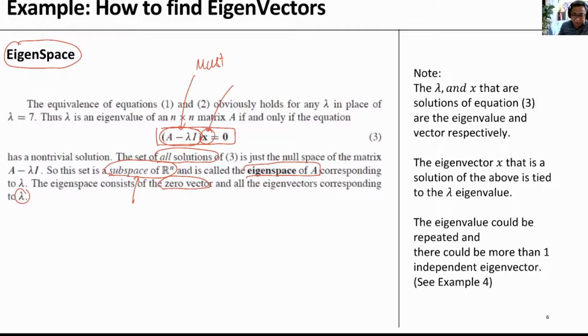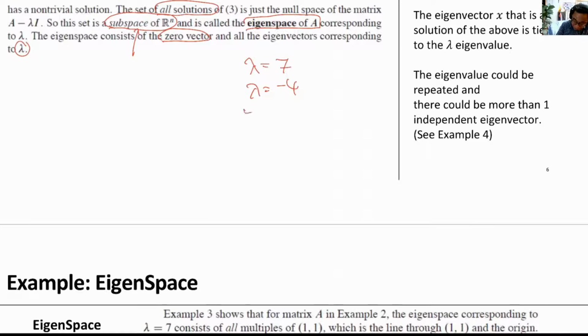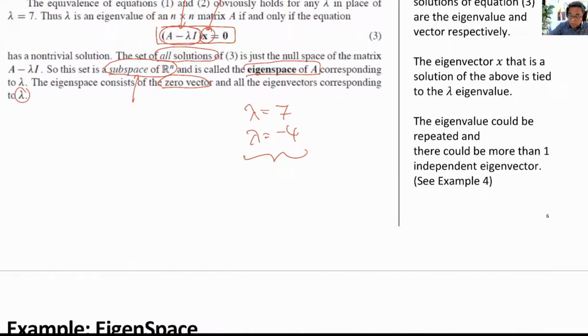So concretely, what does that mean? We still look at this example, and we know that these two lambdas are eigenvalues. Let's be concrete about it. Typically, we'll call one of them lambda 1 and the other one lambda 2, and we have v1 and v2 for the corresponding eigenvectors.